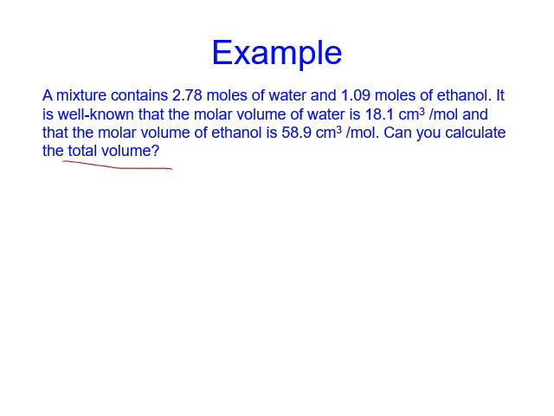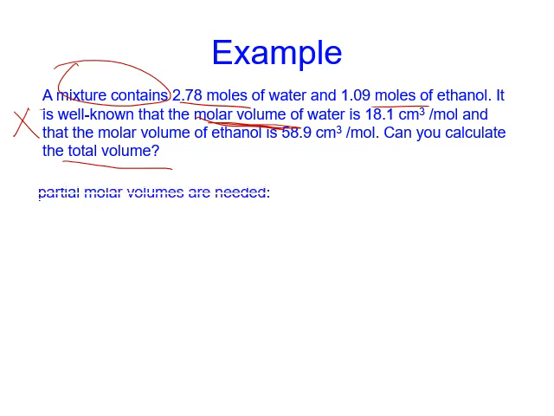Okay, to calculate the total volume of a mixture, you cannot use molar volume because these are the properties of pure substance. We are now calculating the volume of a mixture. We need to know the partial molar volume of this mixture. The partial molar volume is a function of concentration. So first, you need to find the concentration of this solution. So we use number of moles of water and number of moles of ethanol to calculate the concentration, using mole fraction.